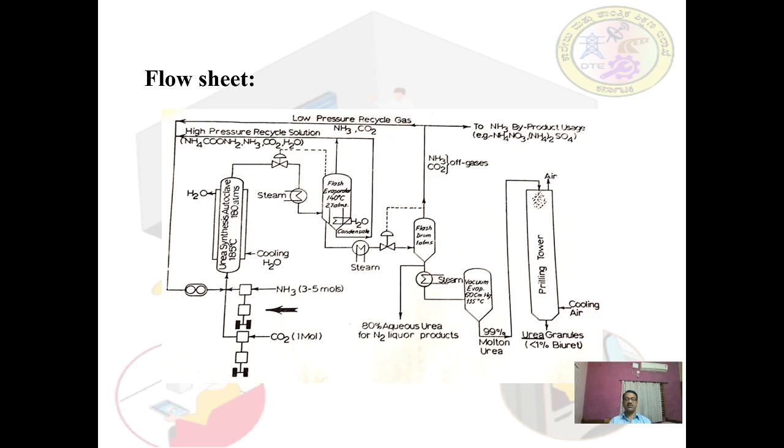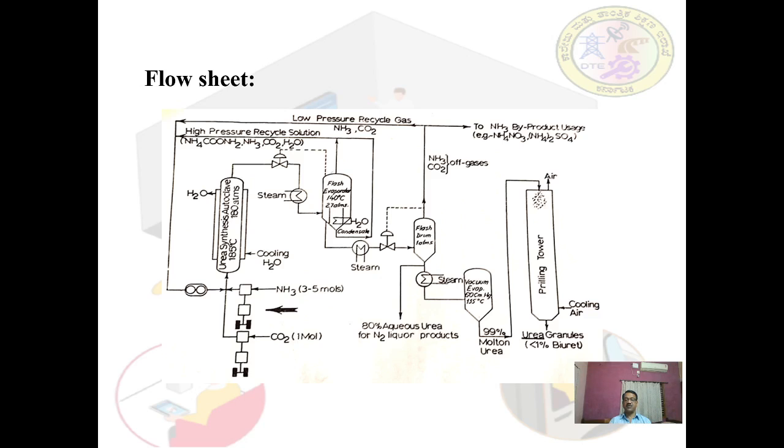and these are taken to the flash vaporization for the separation of the high pressure recycled solution that contains ammonium carbamate, unreacted ammonia, carbon dioxide, and water. From there, it is sent to a flash drum to separate the low pressure recycled gases, that is ammonia and carbon dioxide. So the ammonium carbamate decomposes and forms urea. The aqueous urea of 80% is obtained here in the flash drum.